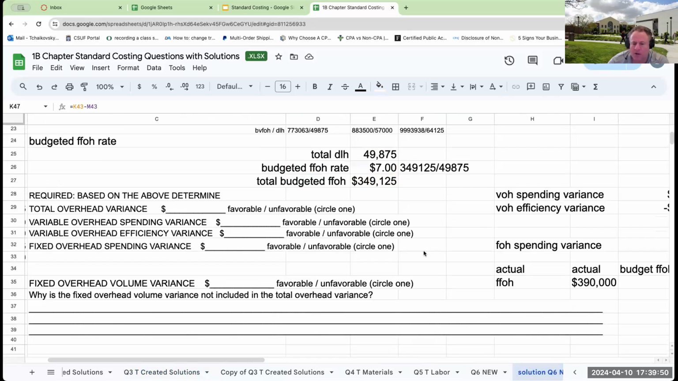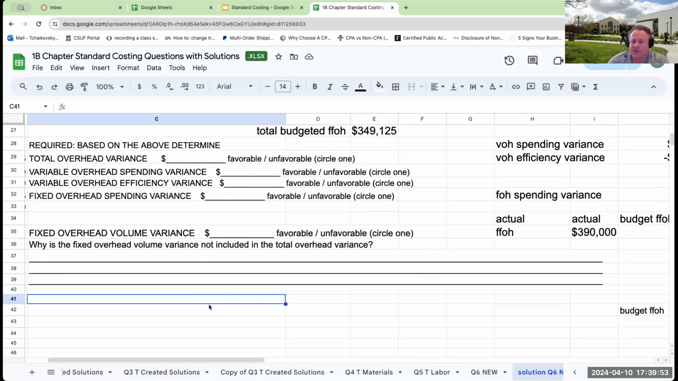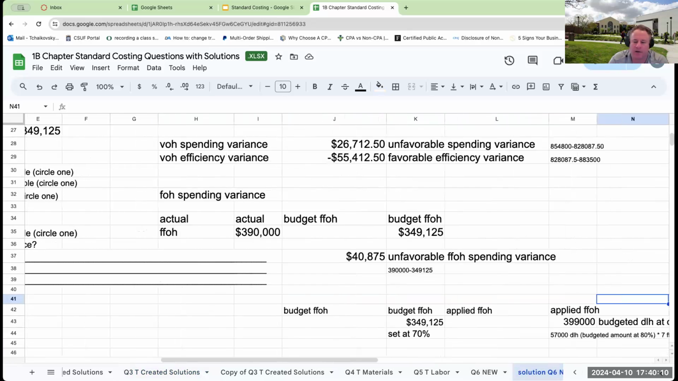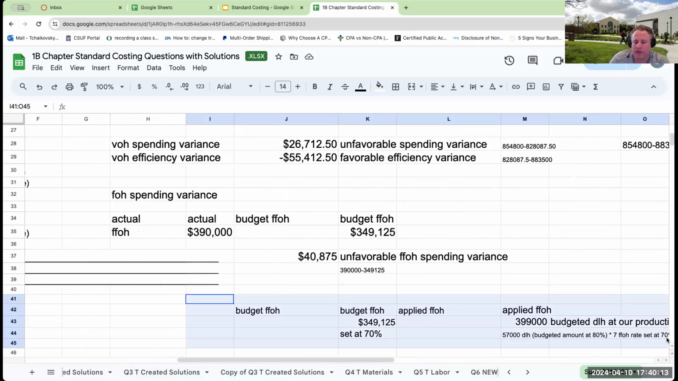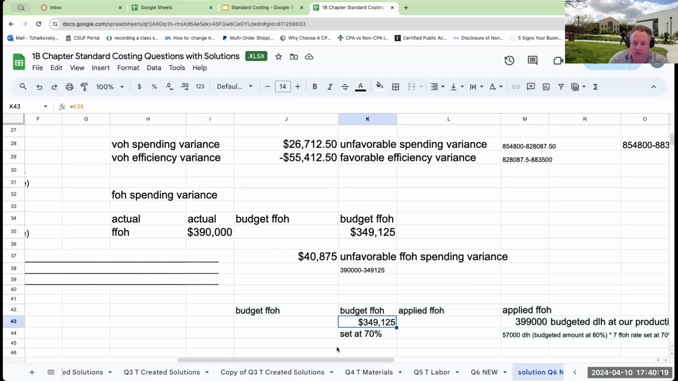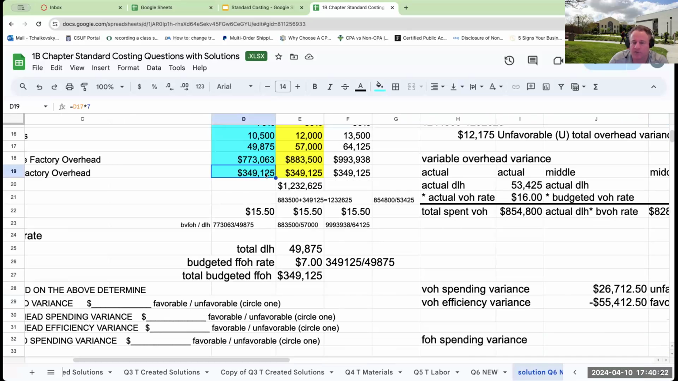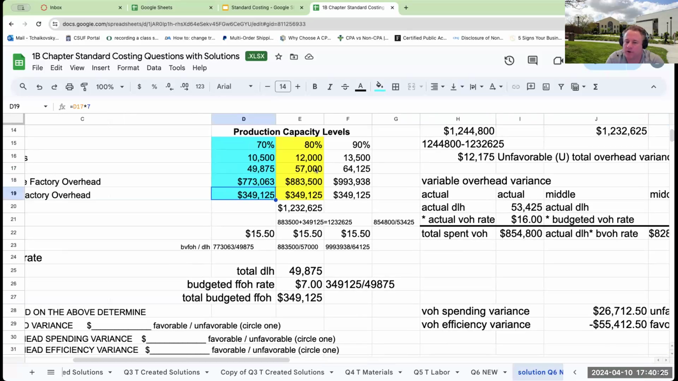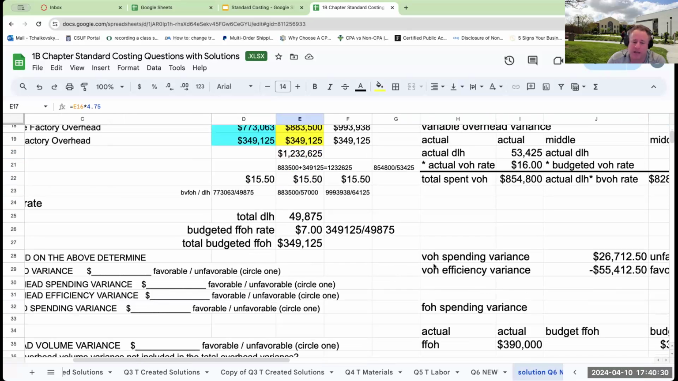Now, for this last part, the question is, why is the fixed overhead volume variance not included in the total overhead variance? I should really say the total overhead controllable variance, but we'll just go with this. So why is it not included? If we think about it, are any of these actual numbers? And the answer is no. This is a budgeted number, right? This 349,125. And my applied volume variance is also a budgeted number because we're using not the actual hours, but the budgeted amount.